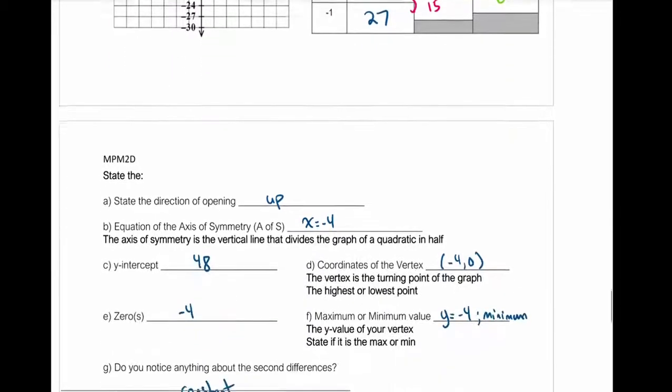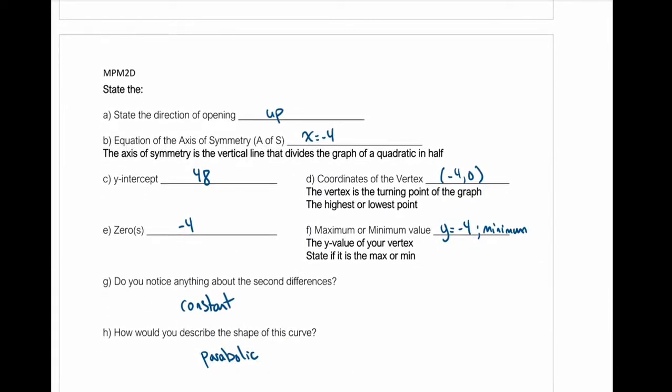So when we answer the questions, this one opens up. The axis of symmetry should be easy to tell, that vertical line. The y-intercept, if you didn't plug in x equals 0 into the equation to solve, it is 48. Coordinates of the vertex: -4, 0. We only have one zero this time, or one x-intercept, which is -4. We do have a minimum value now because it's opening up, and again, it's constant and parabolic.